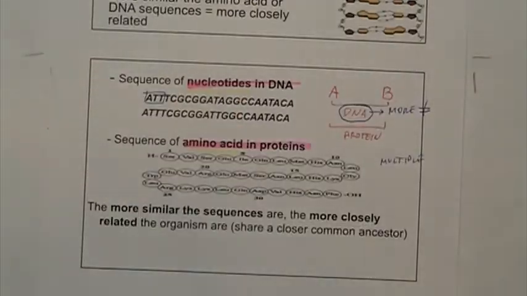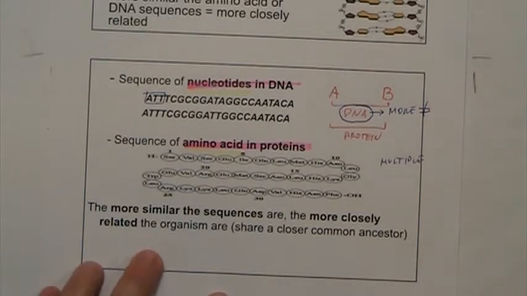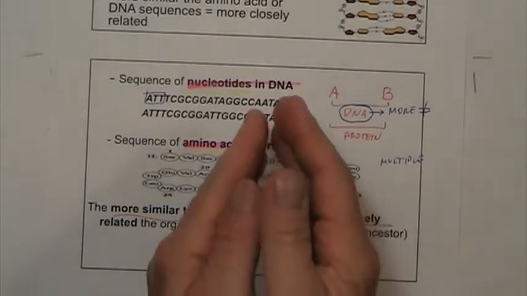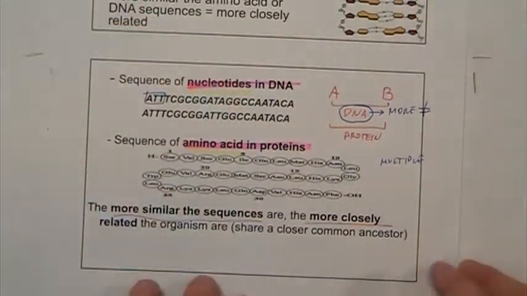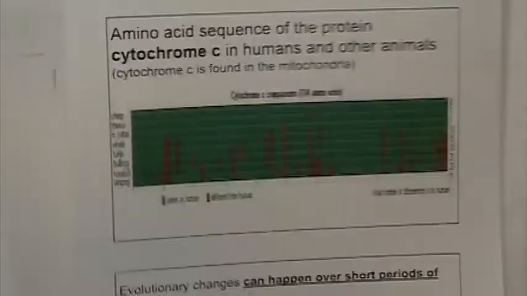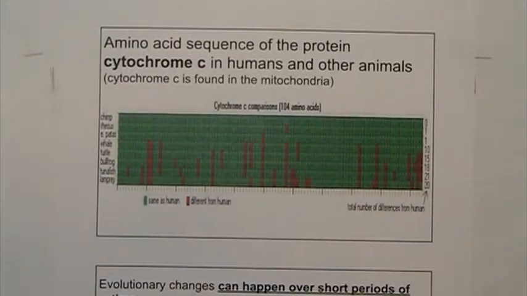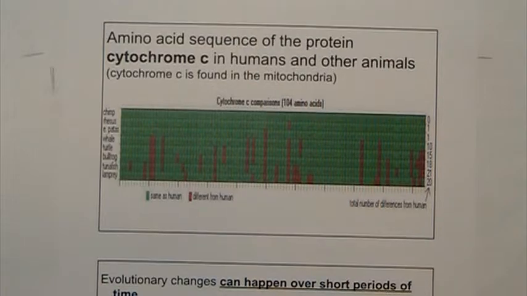So you are always going to see more changes if you use DNA than proteins, but it's still useful to do both, okay? The more similar the sequences, the more closely related, that means that they separated recently, not too long ago. So just to show you a good example of this, and I'll make you a nice diagram in a minute, here you have amino acid sequence.